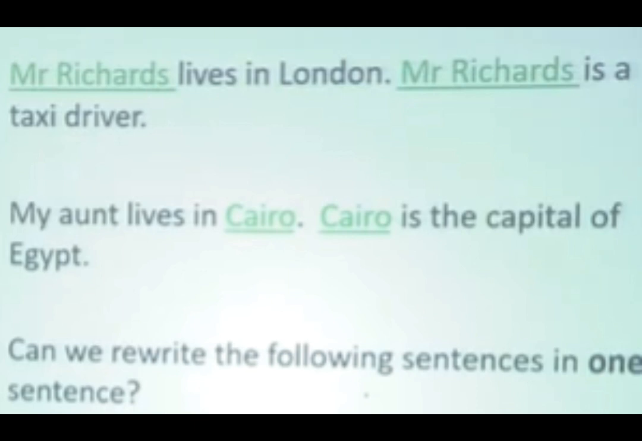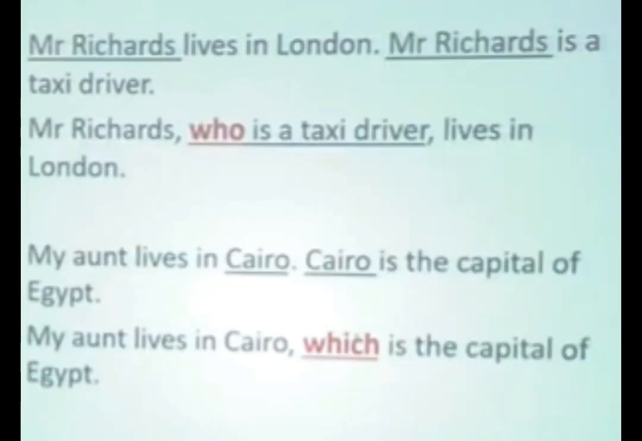Of course we can, if we know the strategy to combine these two clauses. Have a look at this one. Instead of saying Mr. Richards lives in London, Mr. Richards is a taxi driver, I can say Mr. Richards who, and this who replaces or refers to Mr. Richards, who is a taxi driver, lives in London. And I can even omit this clause, and the meaning will not be distorted or broken. Mr. Richards lives in London. That's a complete meaning, so it makes sense.